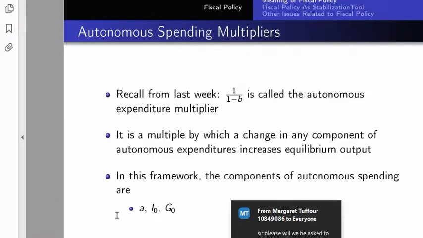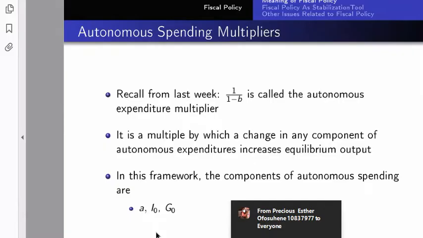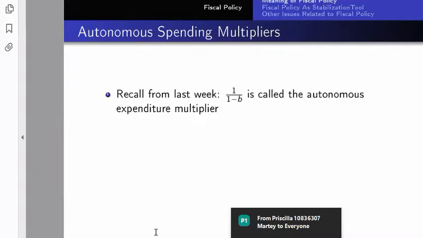And here for now, yes, you will be, Margaret, you'll be asked to calculate the multiplier in exams. Yes, you will be. So that's why I'm taking my time to go through it. You will be. There's no way you can run away from there. Okay, so let me just go over it.